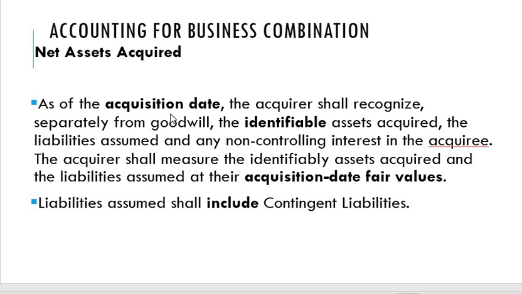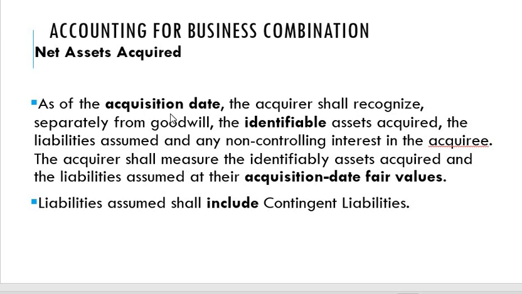In case of merger, the acquirer will purchase all the net assets of the acquiree. And also for consolidation, both the assets and liabilities of the parent and subsidiary, or the acquirer and the acquiree, will be consolidated. As of the acquisition date, the acquirer shall recognize separately from goodwill. You take note that we only recognize identifiable assets. So we don't consider unidentifiable assets such as goodwill.